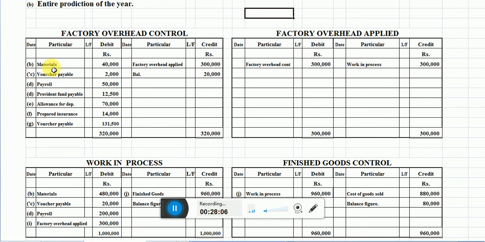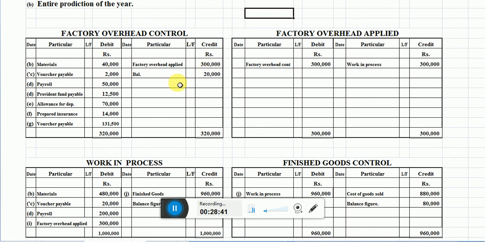In this account, we have passed different entries against factory overhead control here, such as material, voucher payable, payroll 50,000 rupees, provident fund payable, allowances for depreciation, prepaid insurance, and voucher payable. This is the debit form which is charged against the factory overhead control here. Now, we charge the closing entry against the factory overhead applied 3 lakh rupees here.